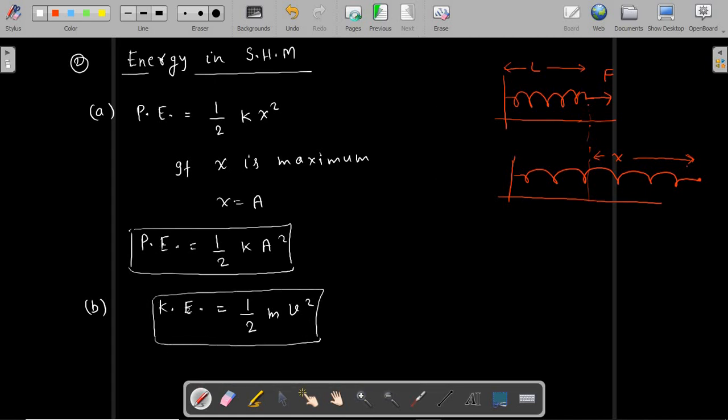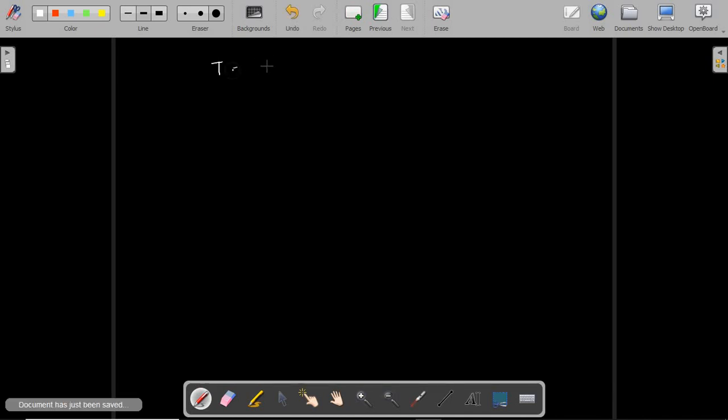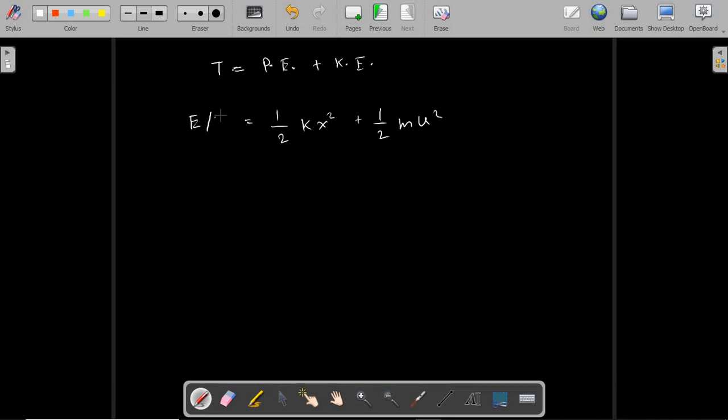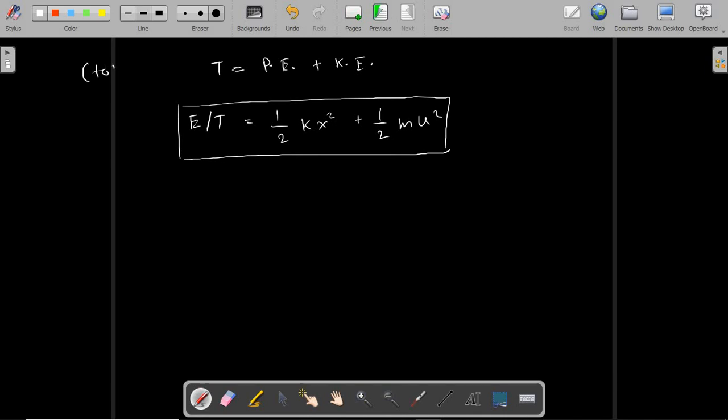So what will be the total energy? Total energy T is equal to P plus KE, that is half k x square plus half m v square. That is called E or T. You can represent it with either one. This is the total energy, right? Getting my point?